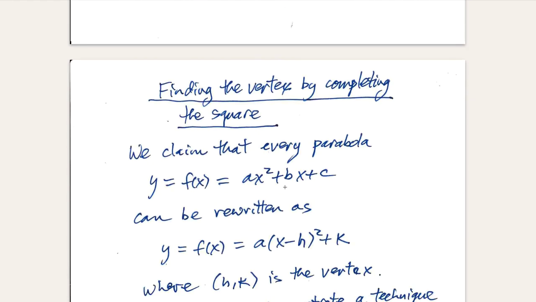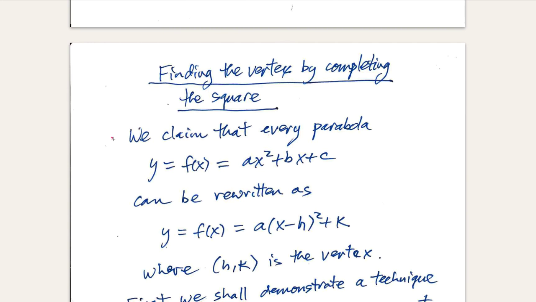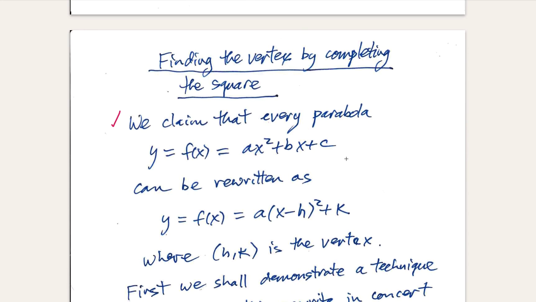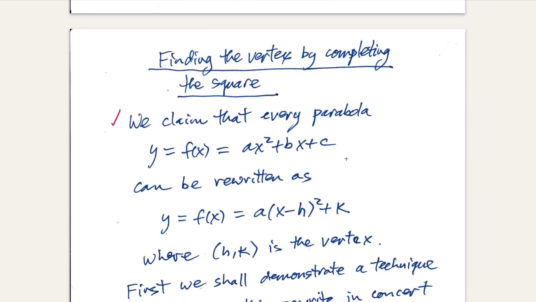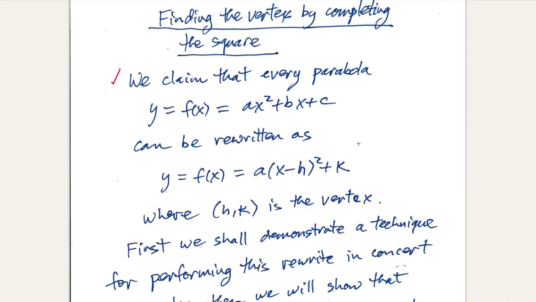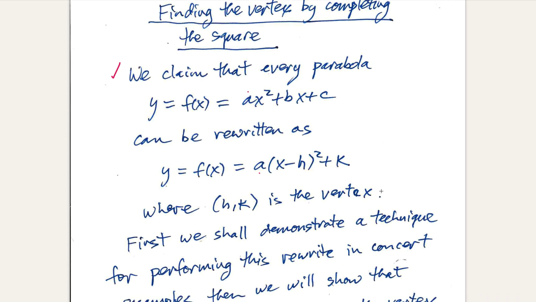Now before I do that, let's talk about this. We claim that every parabola of the form y equals f of x equals ax squared plus bx plus c, again a is not 0, can be rewritten as the following: y equals f of x equals a, which corresponds exactly to that a up there, times the quantity x minus h squared plus k, where h and k end up being the vertex. And I'm going to show you how to do this. Now, I'm not going to prove it right now.